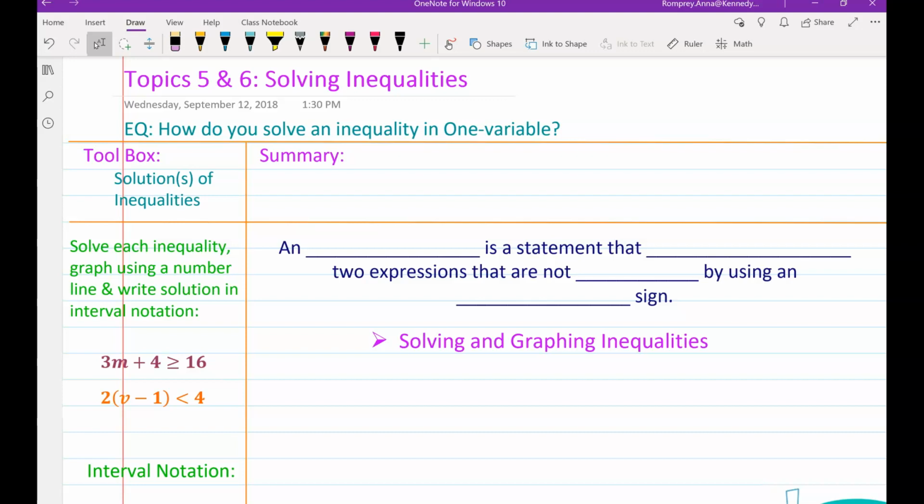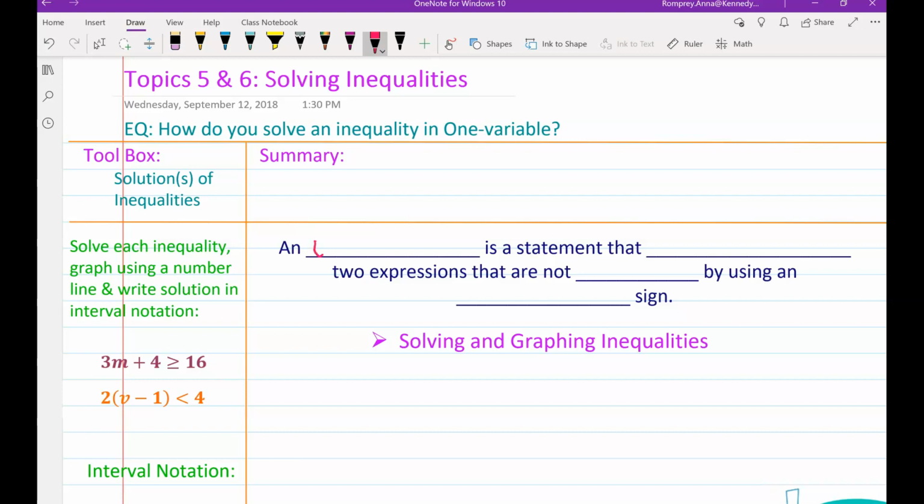Alrighty, so today we are moving on from equations and moving into solving inequalities. Very similar solving process. However, inequalities have much larger solution sets, and we're going to talk about that.